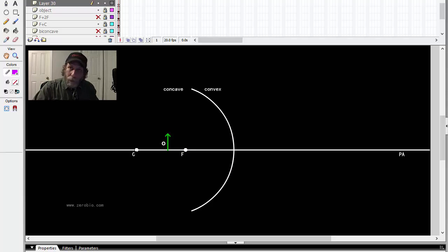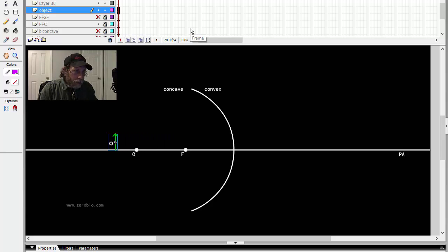Now, C represents the center of curvature. If this was a circle, C would be right in the center of that. Okay, it's not overly important for optics diagrams. We don't really use it very much except to say, hey, if my object is between C and F, where's my image? But the focal point is important, and we'll use that in looking at some rules of drawing ray diagrams.